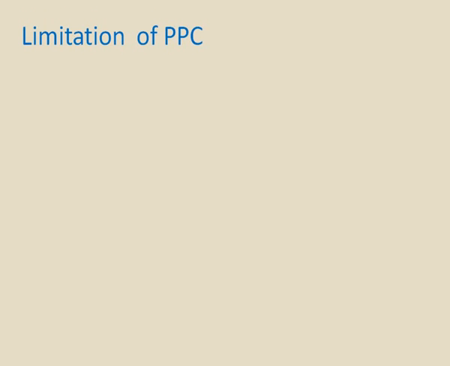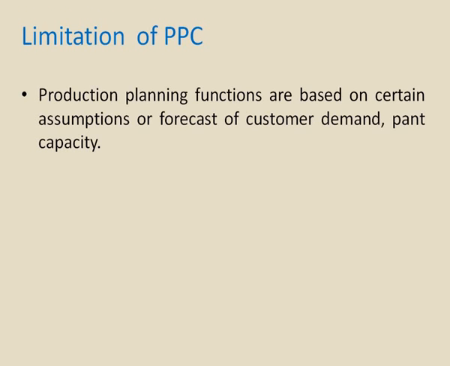And the last topic of the presentation: limitations of production planning and control. So what are the limitations? Its functions are based on certain assumptions or forecasts of customer demands and planned capacities. So the main limitation or disadvantage of PPC is that you are just planning based on the forecast of customers' demand, which may change. So that is again a disadvantage.